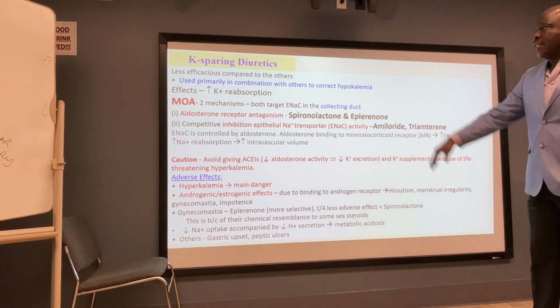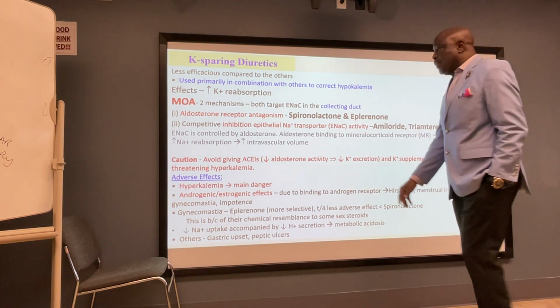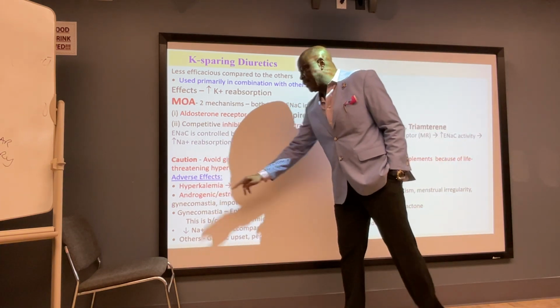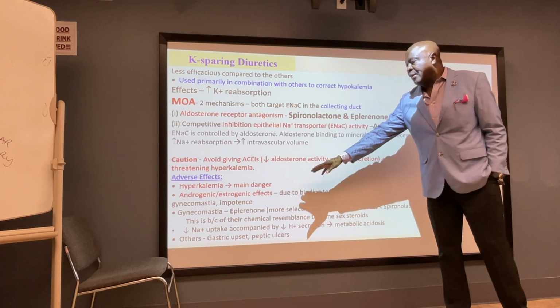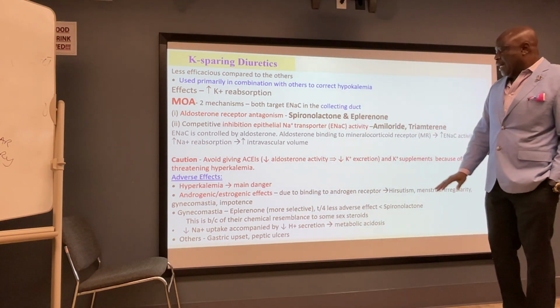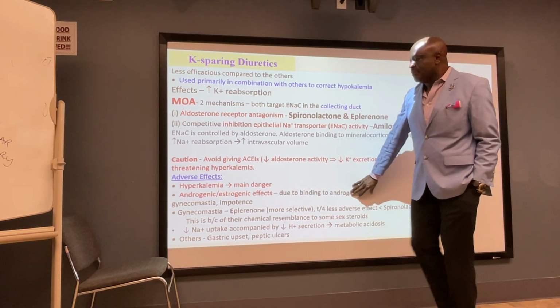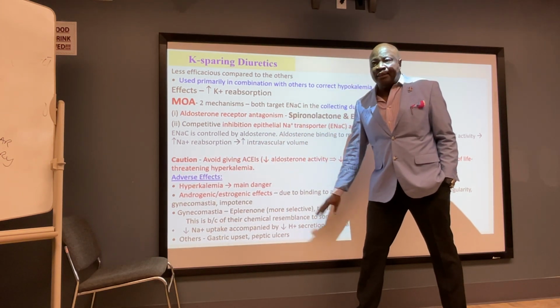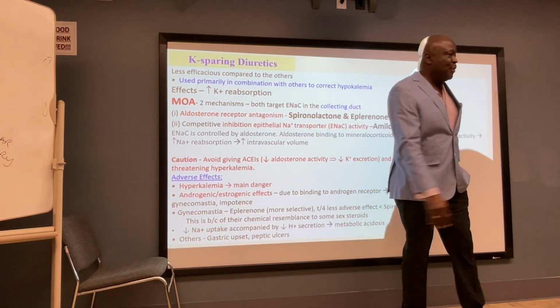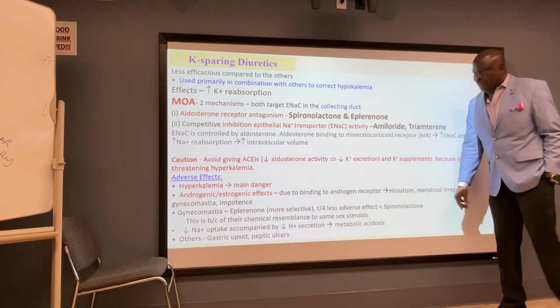So, okay, what are the adverse effects of potassium-sparing diuretics? Of course, hyperkalemia is the major danger. And then you can have androgenic or estrogenic effects. And I will leave the details of the androgenic and estrogenic effects. I will leave that since you are coming to me next semester. I don't have to give you everything now.